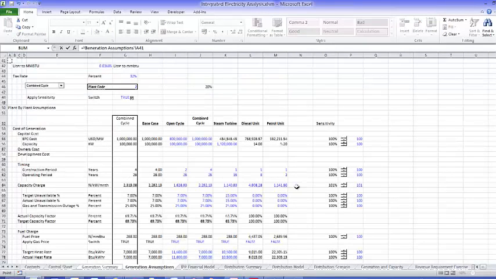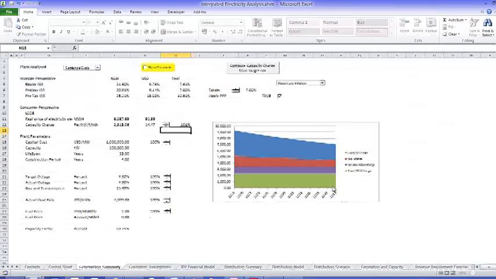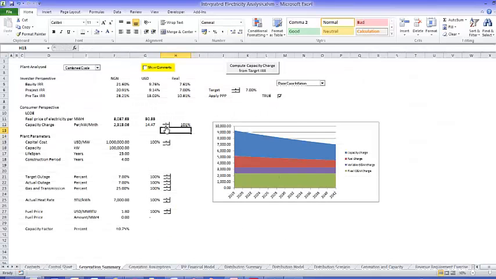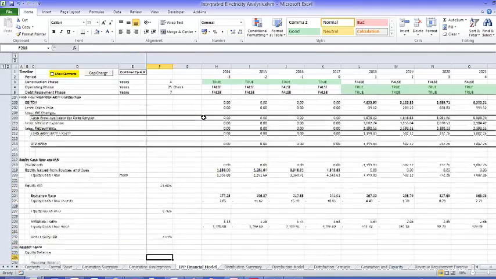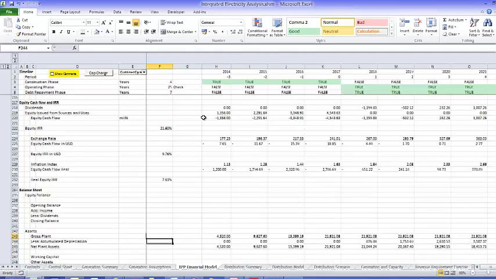Excuse me for that. Remember, we put in our capacity charge. Here was our sensitivity, so we really should put that down to 0. Okay, that's that. And I think we better balance the balance sheet.